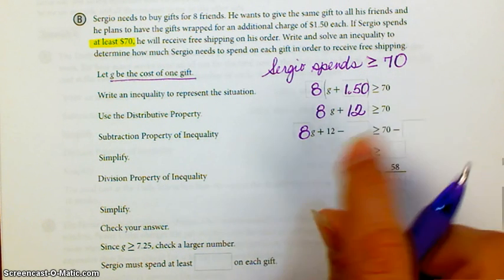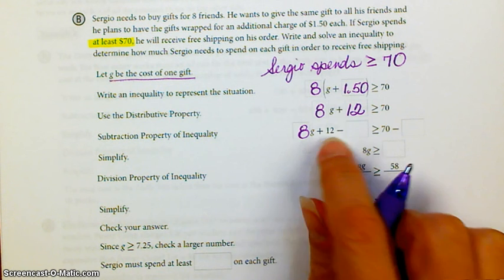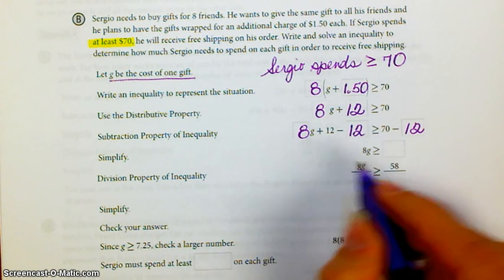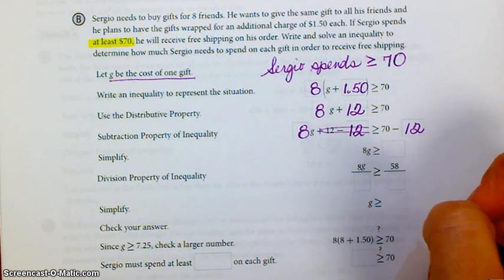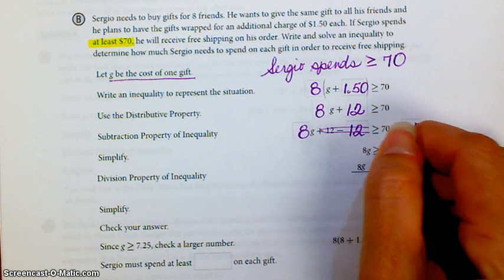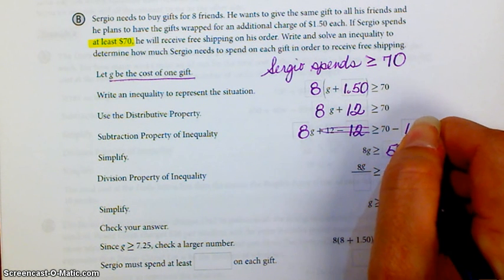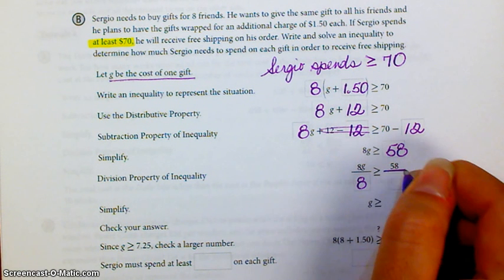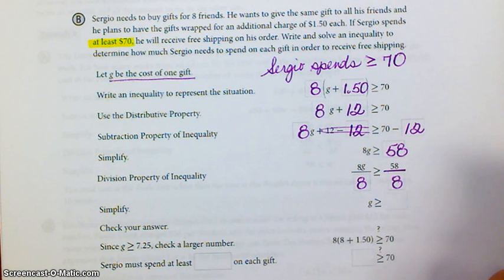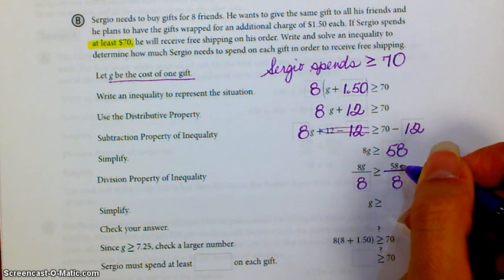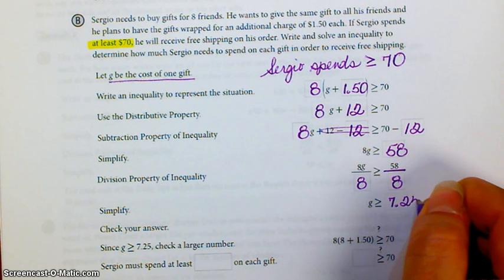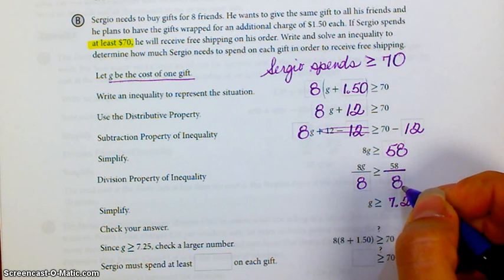And there's my 8G again. So 8G plus 12. And then to move the 12, I'm going to say minus 12 and minus 12 on this side. And that cancels out the 12 there. And you get 8G is greater than or equal to 58. To get G, I'm going to divide both sides by 8. And when I divide both sides by 8, G is going to be $7.25. 58 divided by 8 is a little bit more than 7.